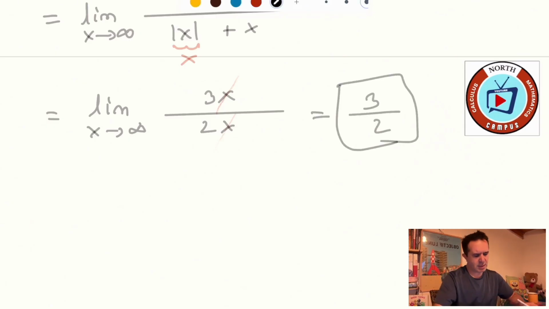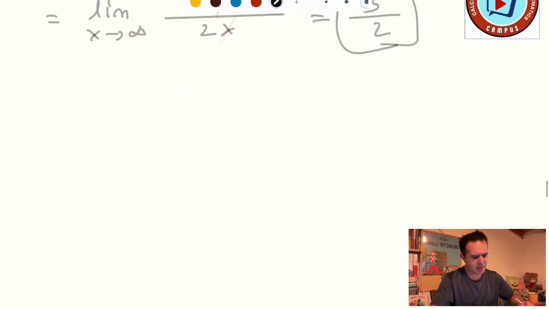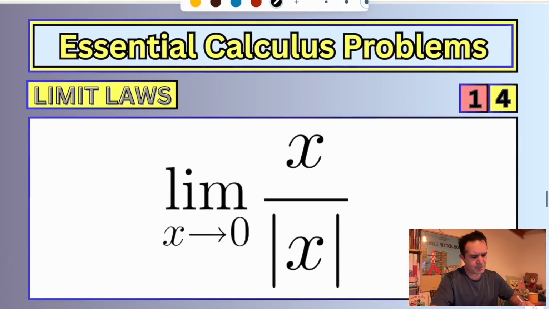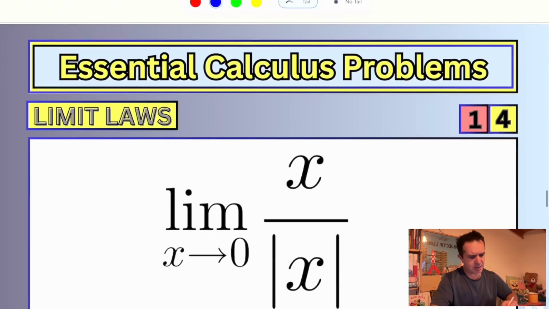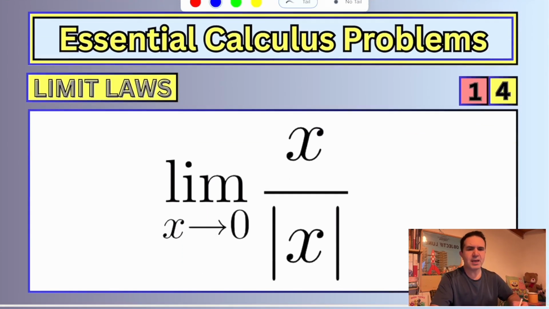Now we have 3 over 2 for the answer, and in the next video I will solve the limit as x approaches 0 of x divided by the absolute value of x. See you in the next video.